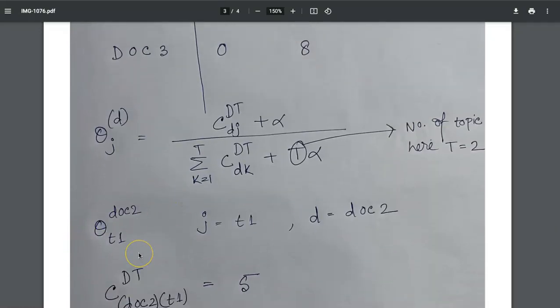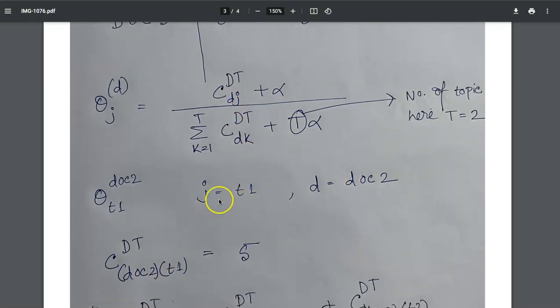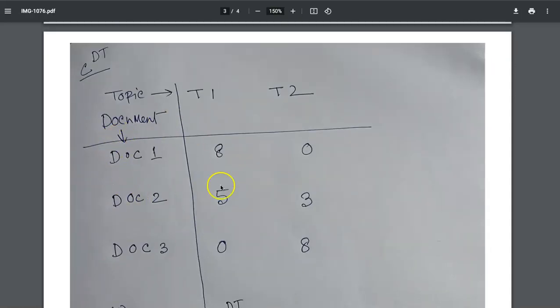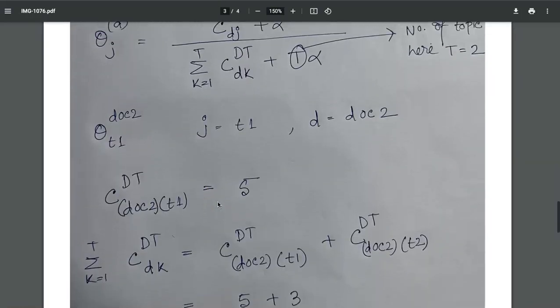Now, what are they asking? They are asking to calculate theta t1 document 2. So what is j here? According to the formula, j is t1 and d is document 2. So in the numerator, c dt dj, d is document 2 and j is t1. Basically you need to see the count of document 2 t1, which is 5. So that's why this value is 5.